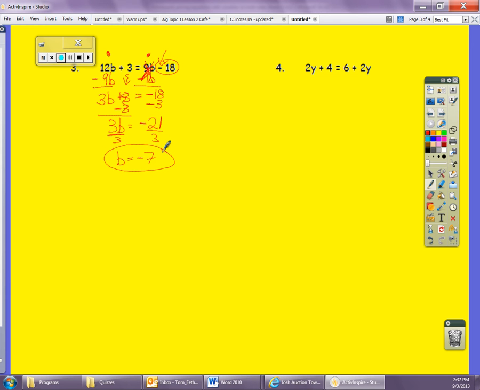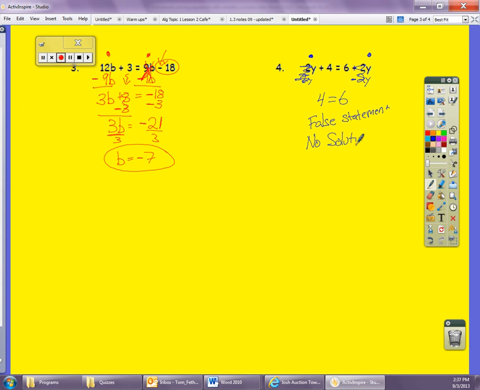And then we get to number 4. And when you notice number 4, what happens is we have a y on the left side and a y on the right side. Well, I need to get rid of my 2y, so I'm going to subtract 2y. But what happens here is 2y minus 2y actually cancels out. And I'm left with this thing, 4 equals 6. Well, 4 does not equal 6. That's a false statement. So if this is a false statement, that means there's no solution.